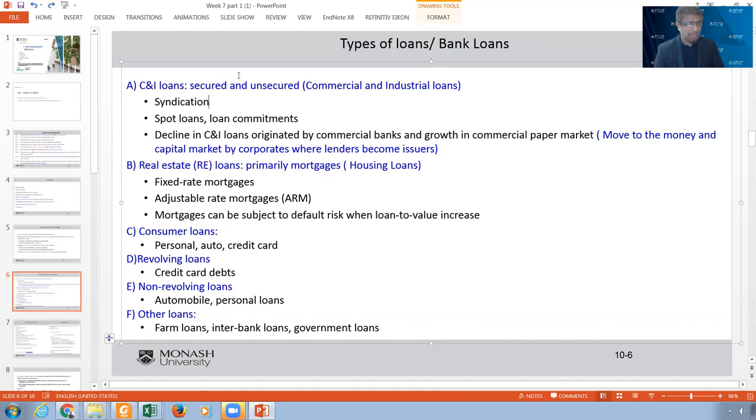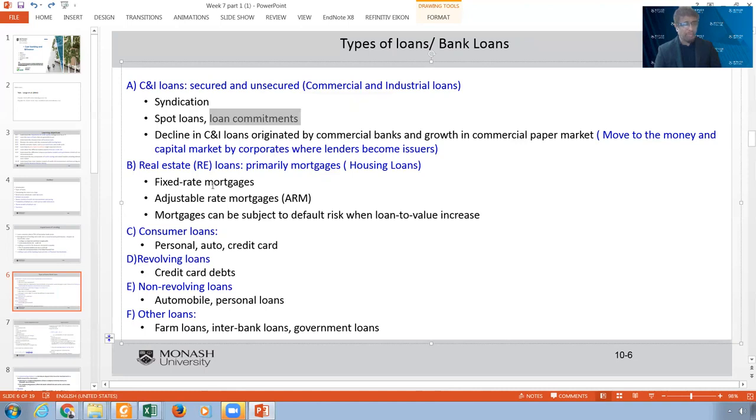They have taken a huge loan in 2016 and 2017 from a group of American and European banks. We have something called a spot loan. This is another classification, where you give the loan after you sign the contract, or we can promise to give the loan later on, which we call a loan commitment.